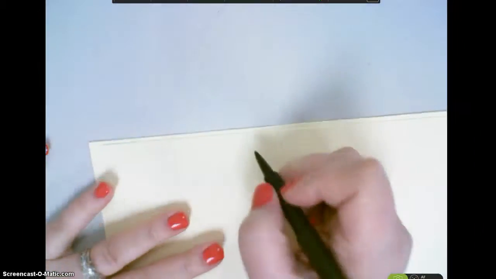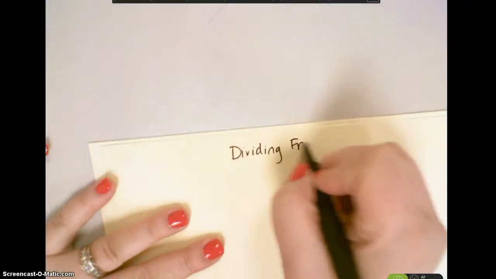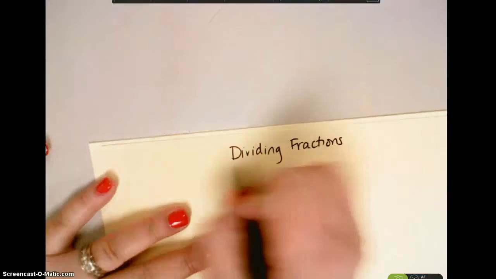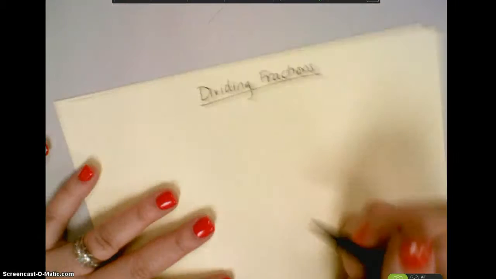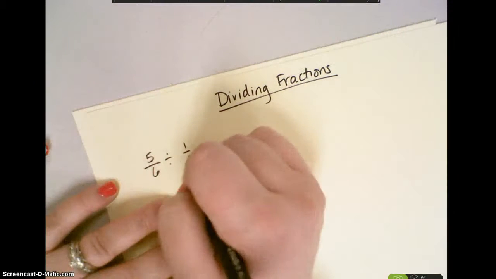We're going to flip to the back and do some dividing fraction problems. Again, I'll do just a basic one, and then we'll do a mixed number. So dividing fractions. The best thing about dividing fractions is we're going to make them multiplication problems because it makes it easier. So 5/6 divided by 1/2.